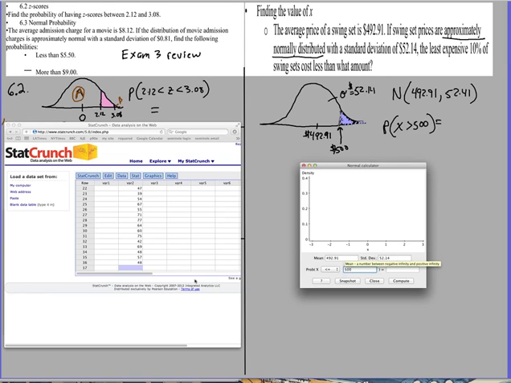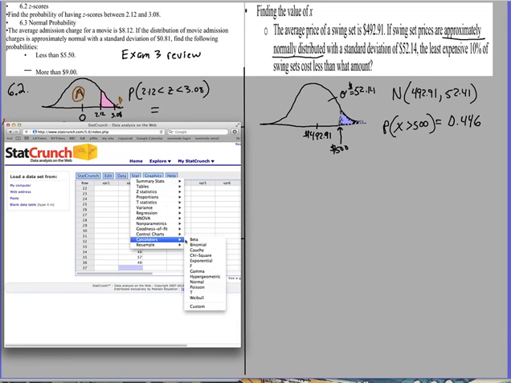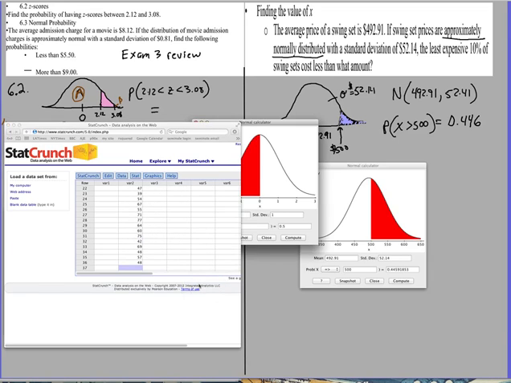Now I want the probability of being greater than 500. So 500 goes there. That's a less than, so I want to change this to a greater than. Make sure everything matches up. This is correct. So the chance is about 0.446. If I round, that's 0.446, yes, that's right.